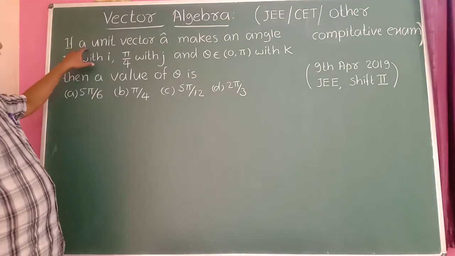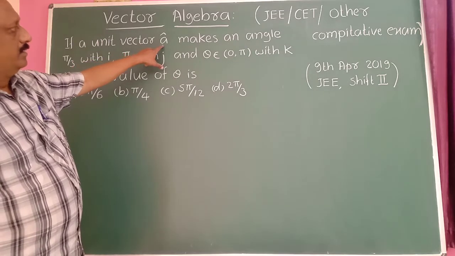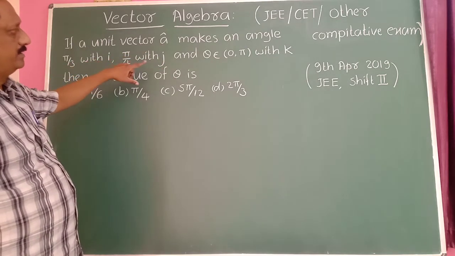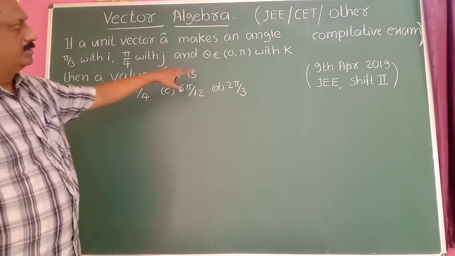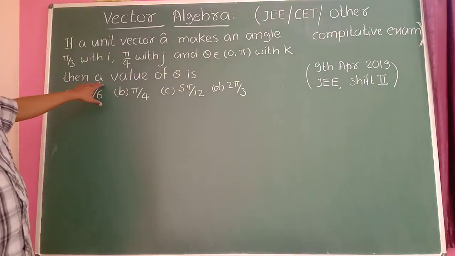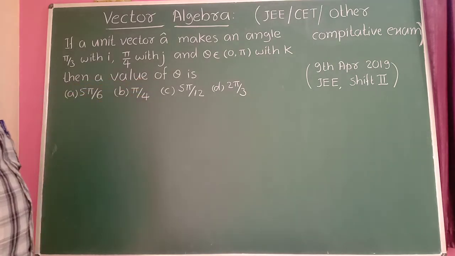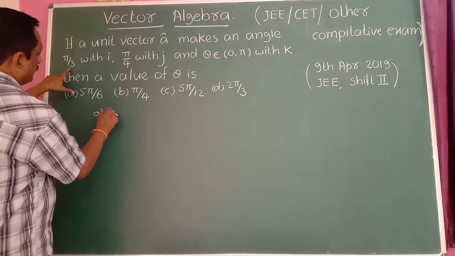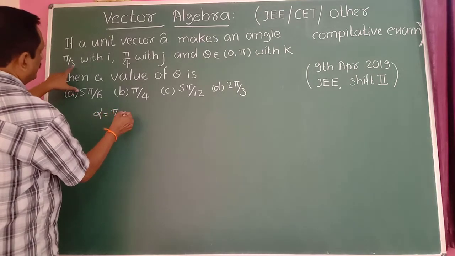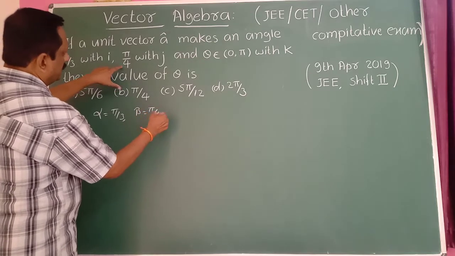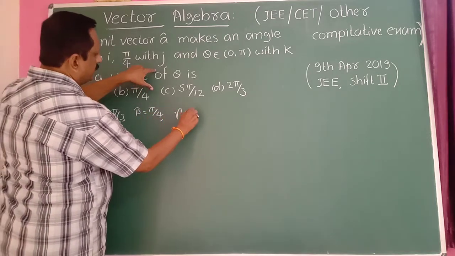So a unit vector a cap makes an angle pi by 3 with i, pi by 4 with j, and theta belongs to the open interval 0, pi with k. Then what is the value of theta here? Okay. So here alpha is equal to pi by 3 here. And beta is equal to pi by 4 and gamma is equal to theta here.